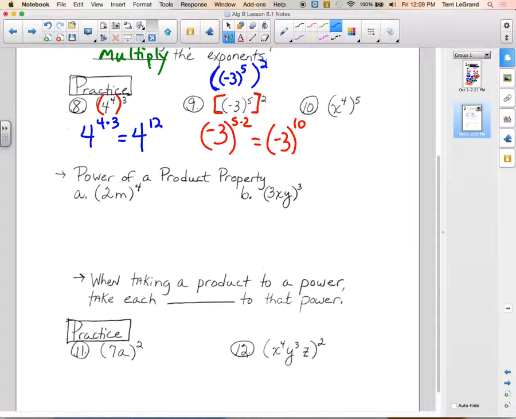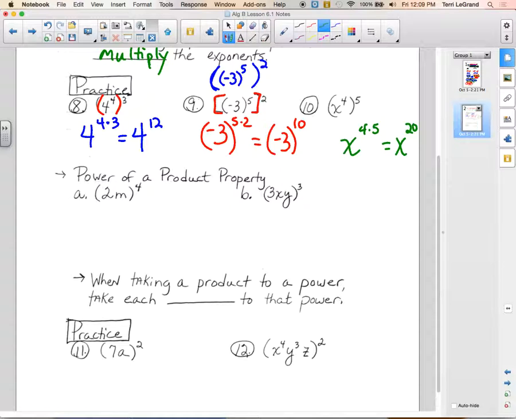Okay, let's try the last one then. What's our base? X. What's our work? 4 times 5. It's a power to a power, so we multiply, and that becomes x to the 20th. Whew. Takes a while to get through all this stuff.